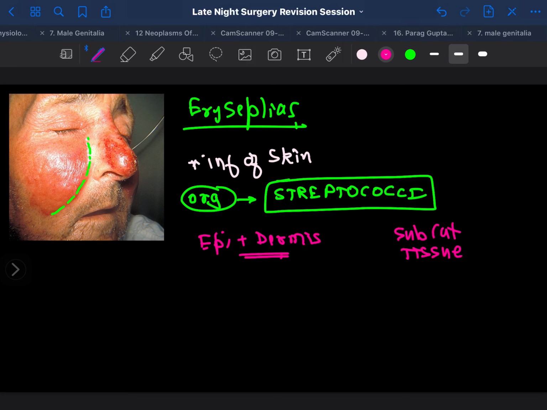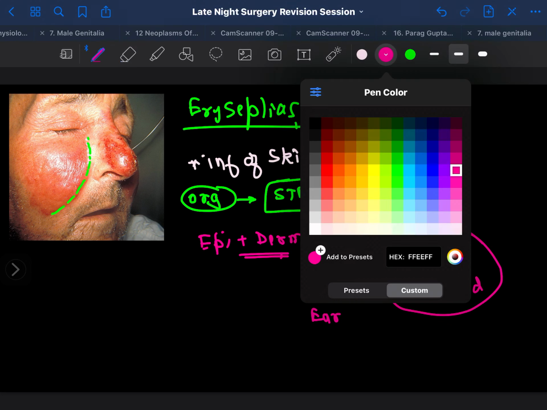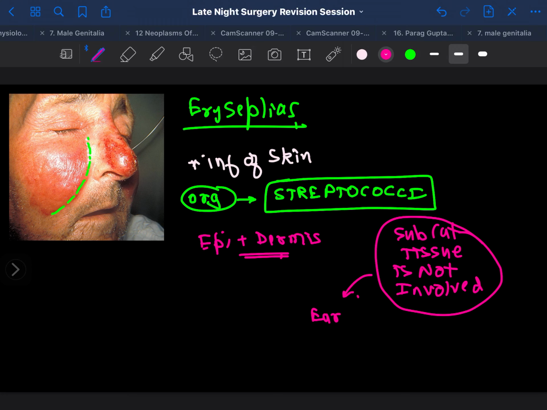So subcutaneous tissue is not involved, and because the subcutaneous tissue is not involved over here, that is why the ear is kind of normal over here. We don't get an involvement of the ear. Oh, I'm really sorry. Here we do get an involvement of the ear. So the ear can be involved over here. Do you understand my point? We told you that in cellulitis ears are not involved, but here ears can be involved.